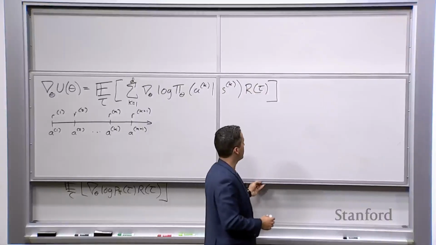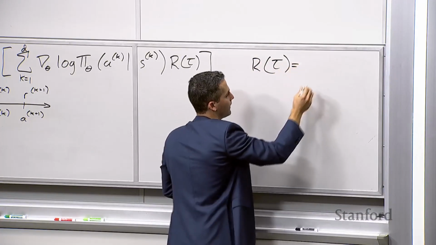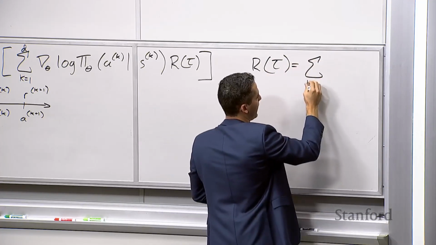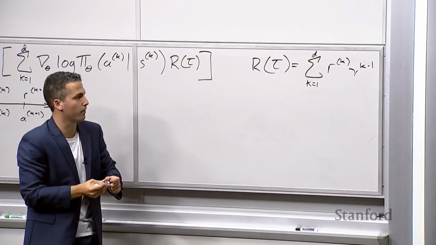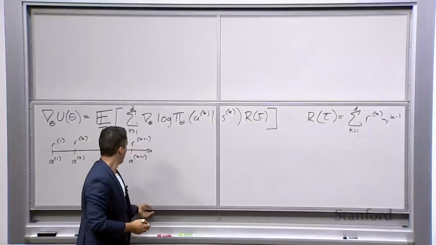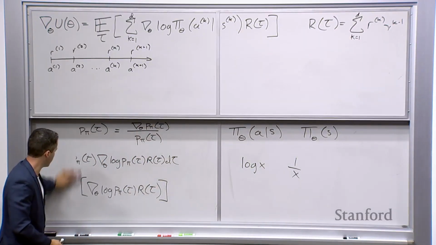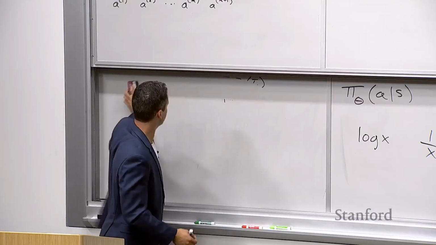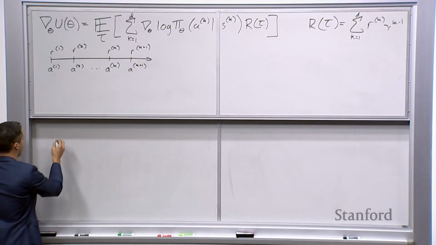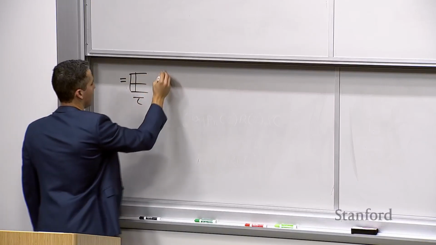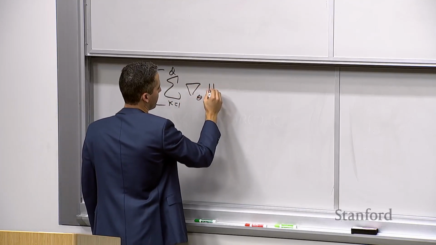So how we're going to go about this is we just look at this R of tau, which is just the discounted reward that we receive along that trajectory. So R of tau is just the sum from k equals 1 to d of r_k gamma to the k minus 1. Okay, so it's just the discounted reward that we're getting along these trajectories. What we're doing with the reward to go approach is we're just going to split up this sum and then simplify it a little bit. Okay, so just writing out the same expression that we have, but then we're going to substitute in the sum. So this is just the expectation, sum k equals 1 to d, gradient with respect to theta. This is the log here.